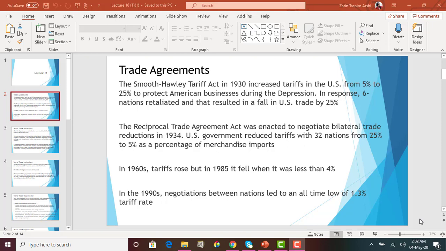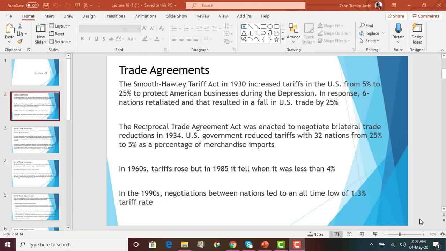In response to this tariff, 6 countries retaliated, and this resulted in a fall of US trade by 25%. So overall it had a very negative impact, right? We know trade is good. It increases your output, your GDP, and because of the tariff in the 1930s, US trade decreased by 25%.